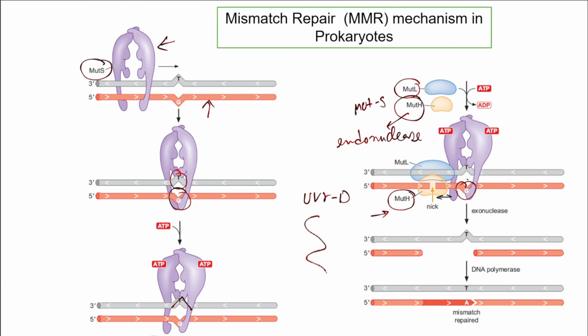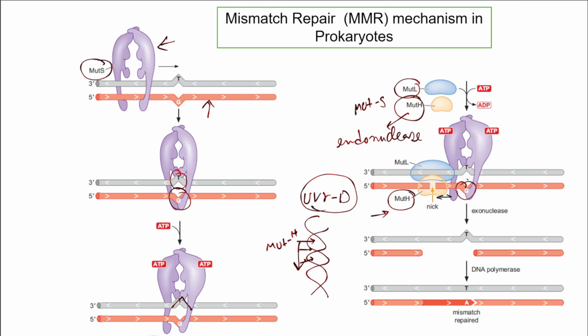So this is the DNA strand. DNA helices around each other. So this is the incorrect base and this is the cut site. This strand is cut by MutH. After being cut by MutH, this helix is unwound by UvrD, unwound starting from the incision and moving in the direction of the site of the mismatch.